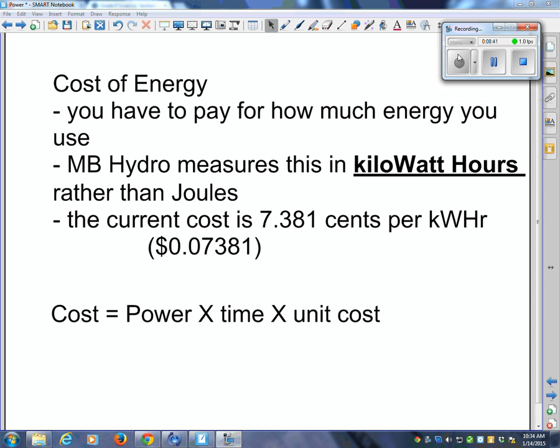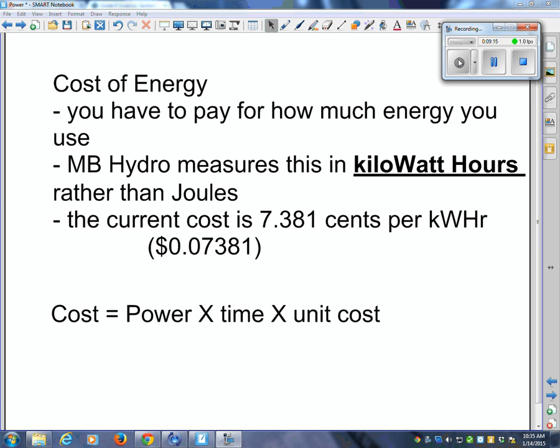Okay, now, this energy is not free. In fact, I showed you, flip to the back page of your booklet. See, it's the second last page right here. What does that look like, the very last side? It looks like an energy bill. Guess whose? How much energy did I use in my house last month? $142. Holy, I gotta cut back. Hydro costs money. You have to pay for how much energy you use.